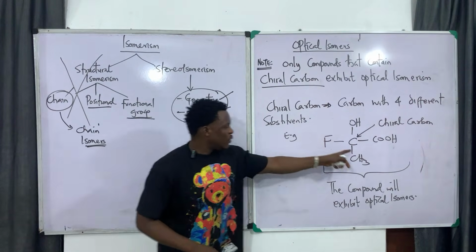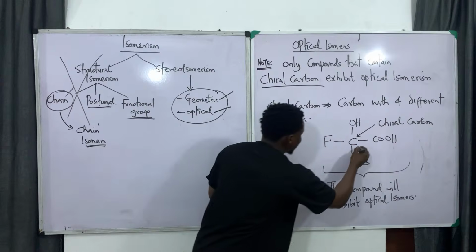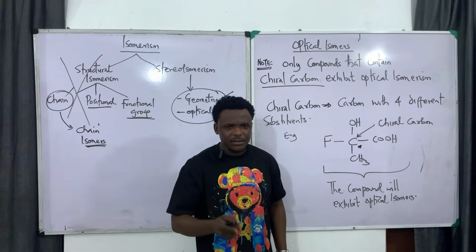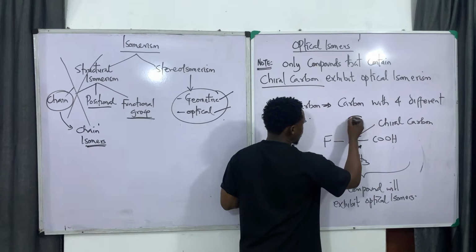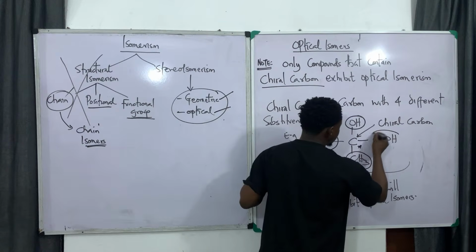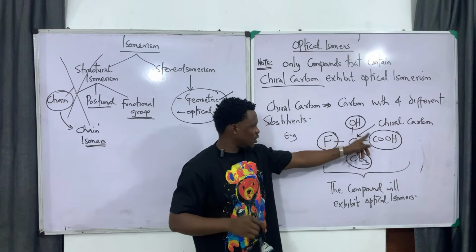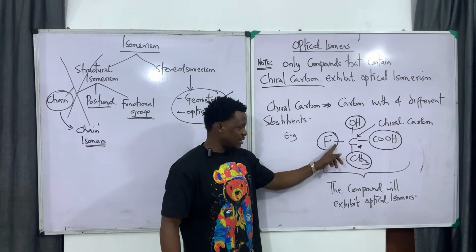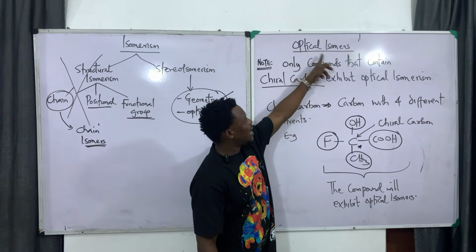Now, if you look at this compound, it has a chiral carbon. This carbon at the center is chiral. Why do I say it's chiral? Because it has 4 different substituents. This is substituent 1, substituent 2, substituent 3, substituent 4. All of them are different. This is not the same thing as this, this is not the same thing as this, and this is not the same thing as this. So this compound will exhibit optical isomerism.